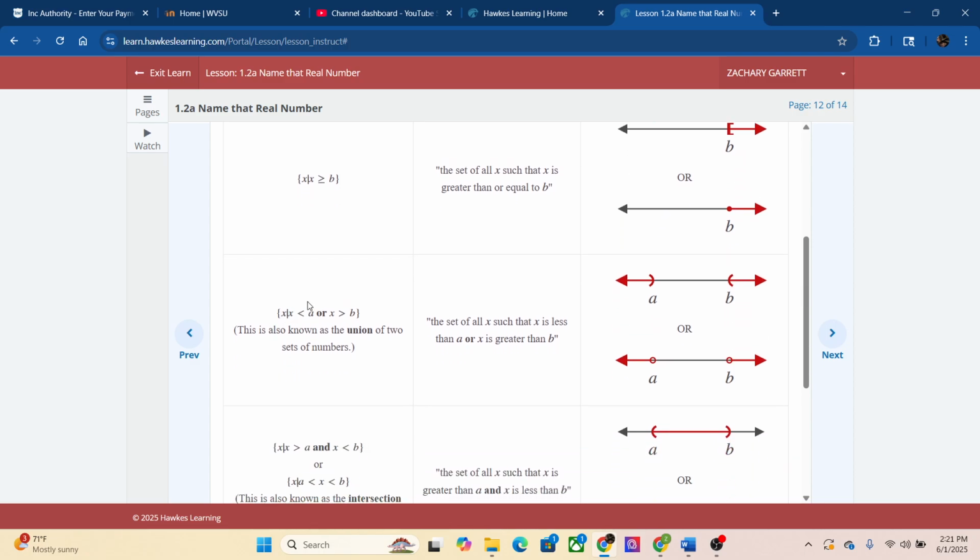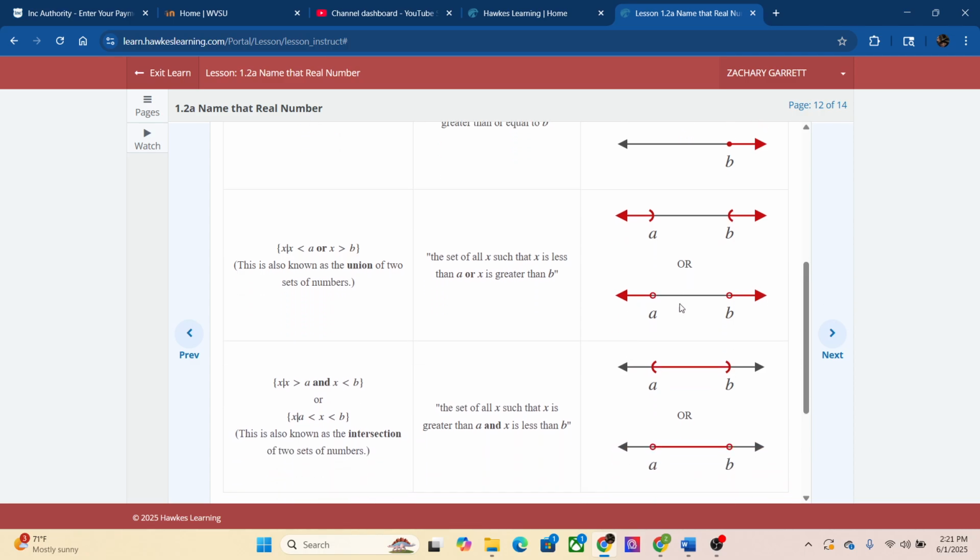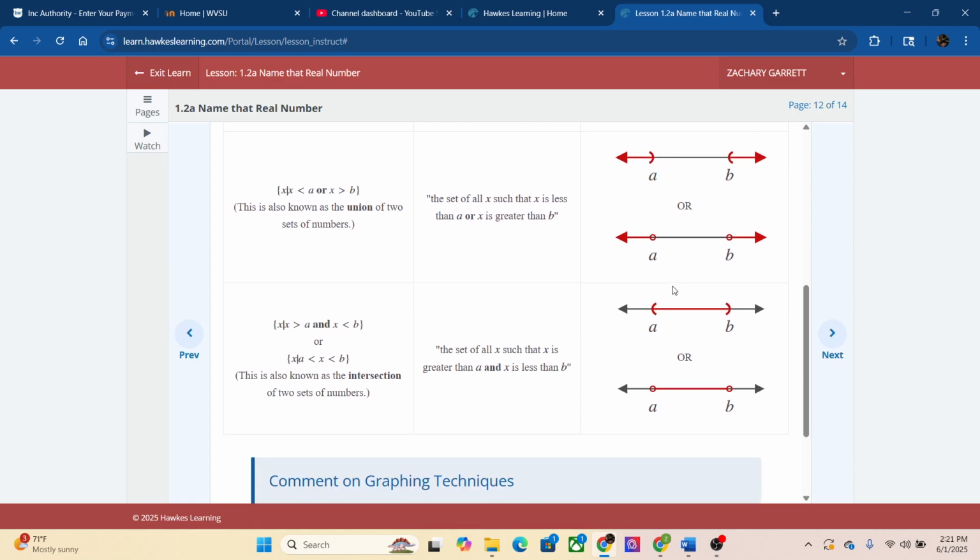Here we have the set of all x such that x is less than a or x is greater than b. So here we have the part of the number line demonstrating that there are two open intervals right here. So x is less than a, or x is greater than b. Again, we have that demonstrated here with the two different types of notation.